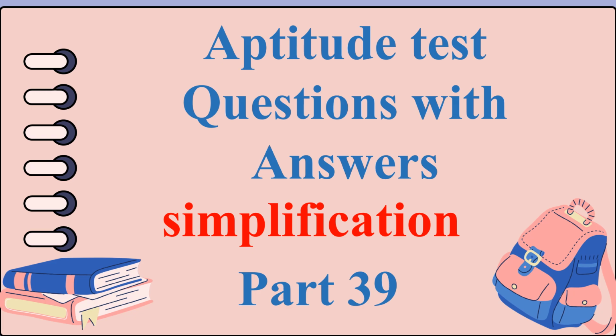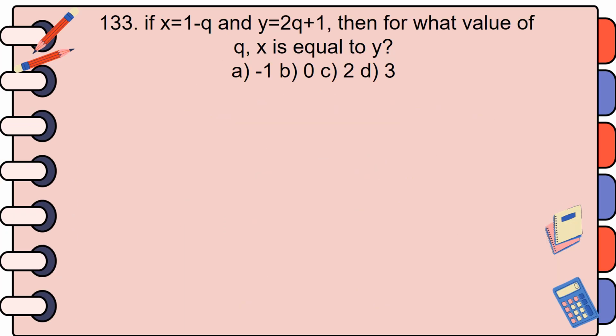Now let's go to the questions. Question number 133. If x is equal to 1 minus q and y is equal to 2q plus 1, then for what value of q is x equal to y? A, minus 1; B, 0; C, 2; D, 3.